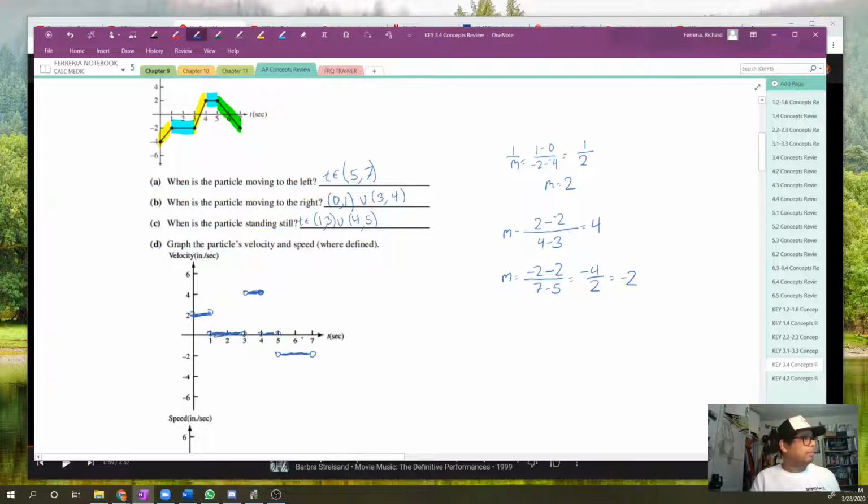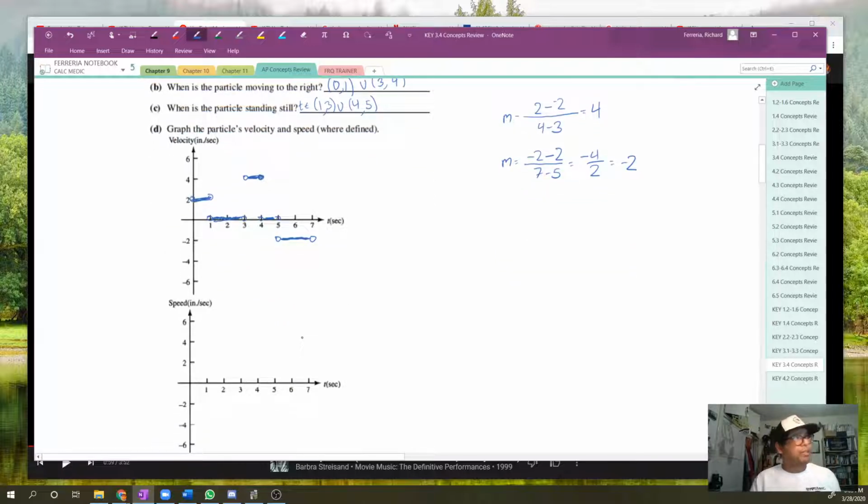Looking good. Next, speed. Well, speed, if you'll remember from your physics class, that's just the absolute value of velocity. So this graph is going to look just like the previous graph, except in one notable place. And I already messed that up.